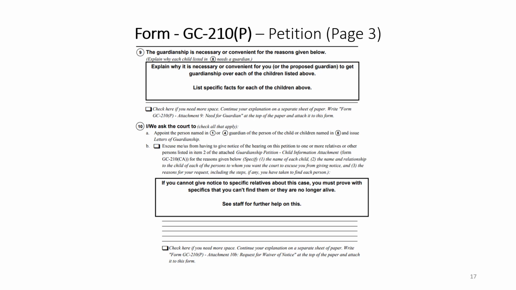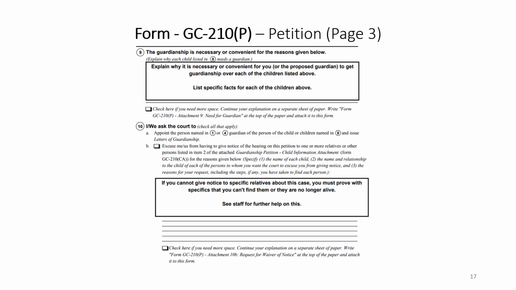On page 3 of Form GC-210P item 9, you will explain why it is necessary and convenient for you to have guardianship over the child or children. In other words, why is it best for this child to live with you and have you be their guardian? Provide as much detail as you can. If you need more room, mark the box at the bottom of this item and continue your explanation on a separate piece of paper. Label the top of the separate piece of paper as Attachment 9: Need for Guardian and attach it to the back of Form GC-210P.